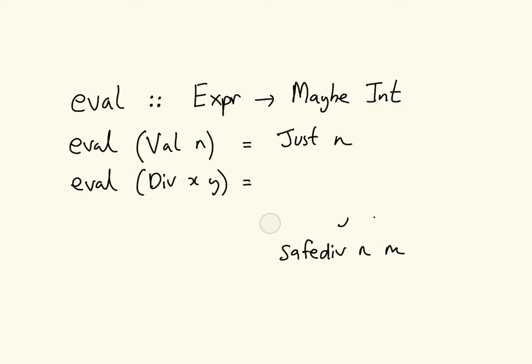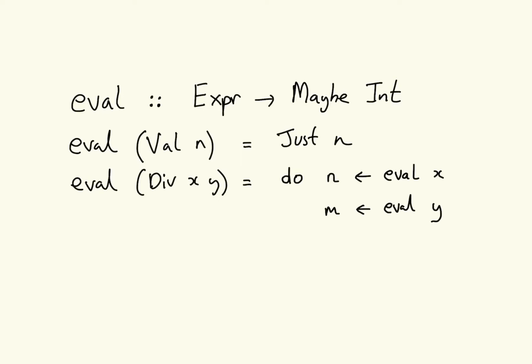So if I get rid of this, what we can do now is simply write do, and then we can write n comes from the result of evaluating x if it's successful. m comes from the result of evaluating y if it's successful, and if both of those things are successful, then we're simply going to return the result of safe dividing n by m.